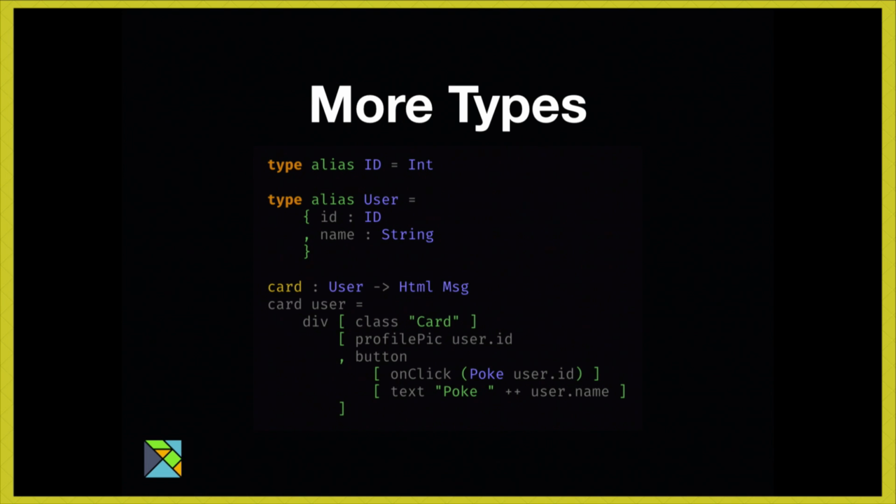So card is of type function that takes user and returns HTML that produces messages. And we're going to worry about the HTML that produces messages part when we get to the Elm architecture. But basically, it's that associated data thing that I talked about where an HTML type of thing can have messages attached to it, like kinds of things that it can send back up, the actions that it can produce.